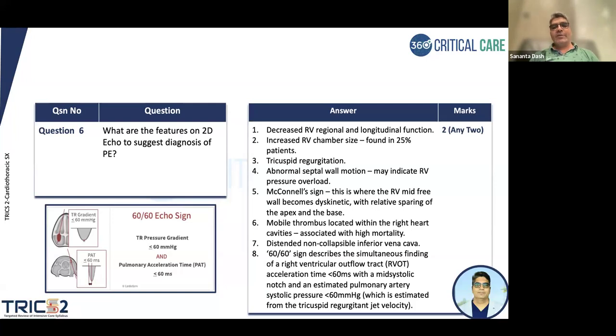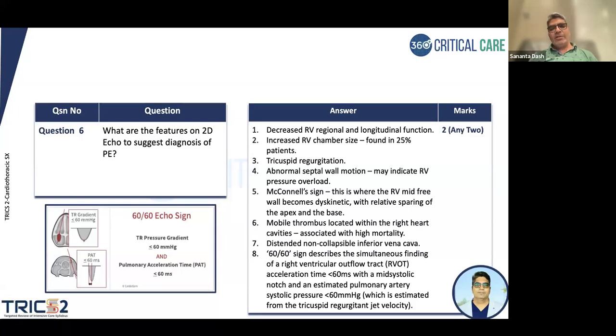So first of all, there is decreased RV regional longitudinal function. There is increased RV chamber size, found in 25% of the cases. There may be coexisting tricuspid regurgitation. There may be abnormal septal movement that indicates RV pressure overload, something called the McConnell sign. This is where the RV mid-free wall becomes dyskinetic with relative sparing of the apex and the base. So the mid-free wall doesn't move compared to the apex and the base.